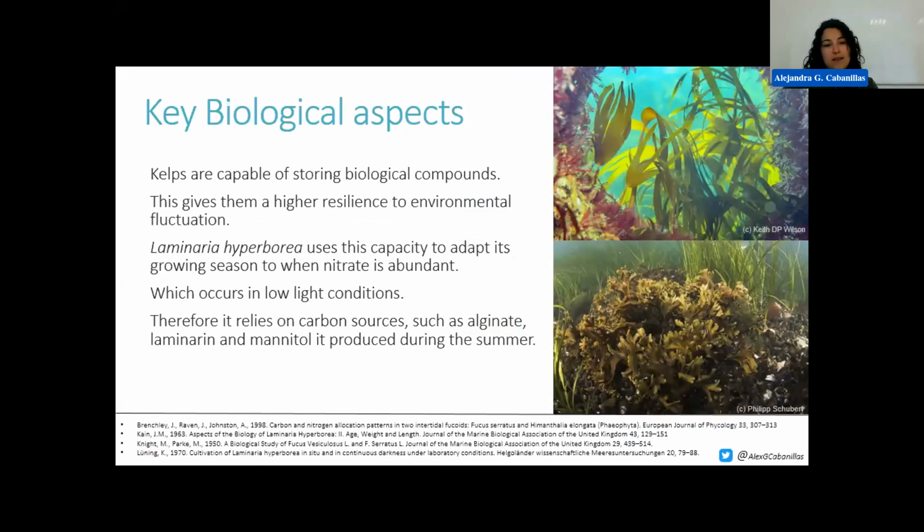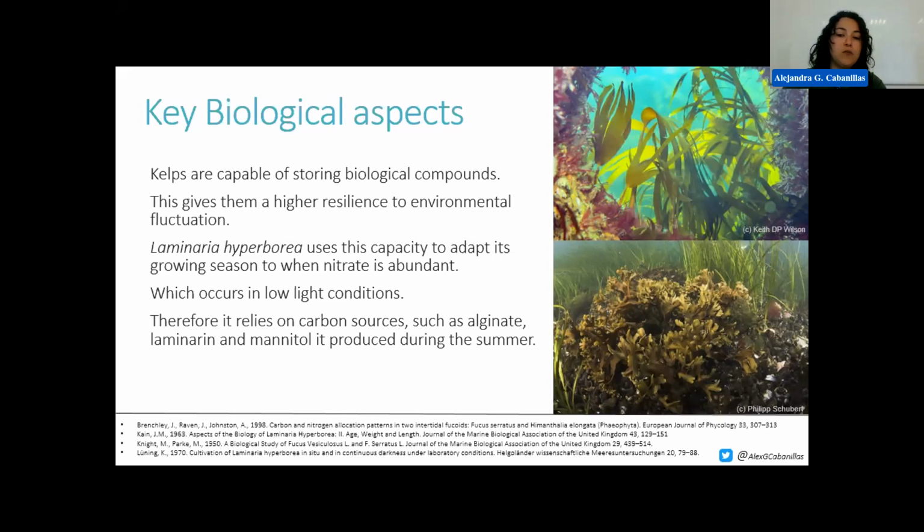Once we decided that we were interested in kelp and that they were important, the next obvious stage in process-based modeling was to identify the key biological aspects of this species. So in kelps, this is their ability to store biological compounds, such as carbohydrates and proteins. This gives them a higher tolerance to environmental fluctuations. In Laminaria hyperborea, this capacity is also used to adapt its fast-growing period.